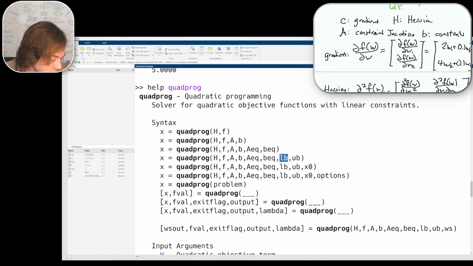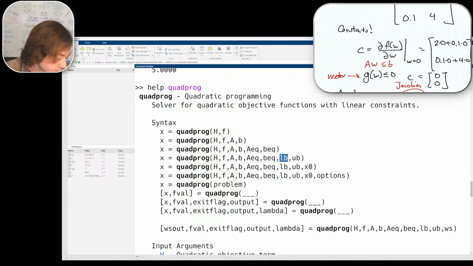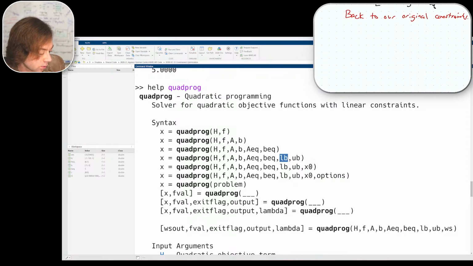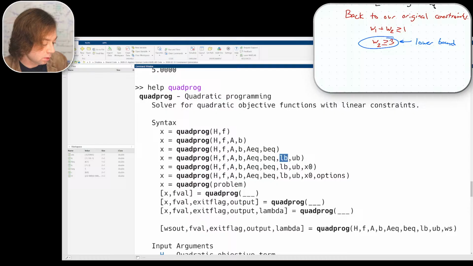The original constraints were W1 plus W2 greater than or equal to 1. And W3, sorry, W2 must be greater than or equal to 3. Right? This here, that's a bound. It's a lower bound. It cannot go lower than 3, right? So we could write it as a lower bound.